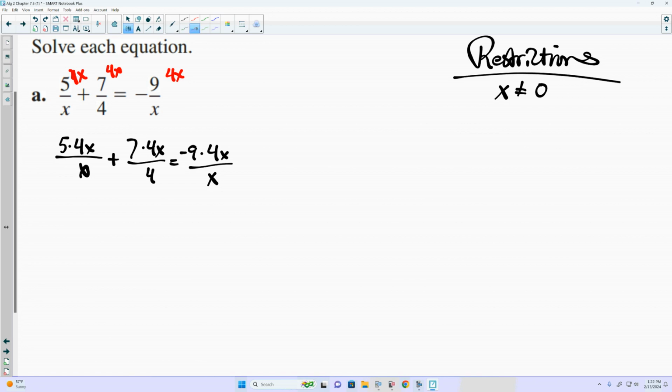Because the first spot here, the x and x would cancel, leaving us with 20. 5 times 4 is 20. Plus, in the middle spot here, our 4 over 4 would cancel, leaving us with 7 times x, so 7x. And in the last spot, the x and x would simplify out, leaving us with negative 36, or negative 9 times 4.